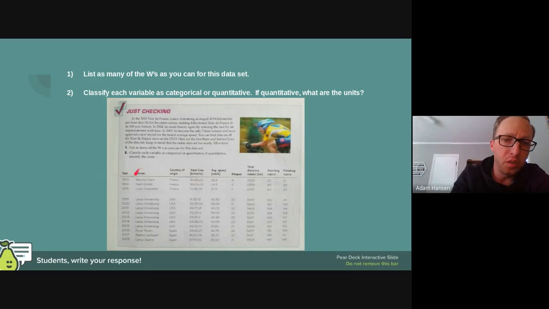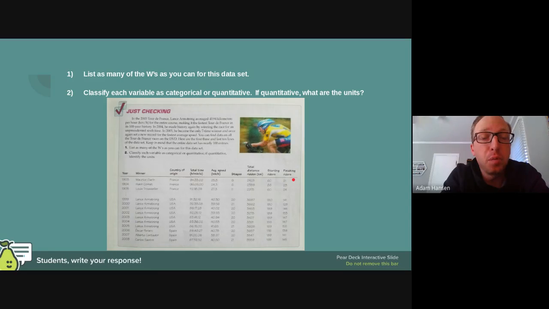Here we have our winners, and what we're measuring about those winners would be the year, country of origin, the total time, the average speed, the stages, the total distance ridden, the number of starting riders, and the number of finishing riders. Those would be our what, our variables. Which of those variables are categorical? Which of those variables are quantitative?